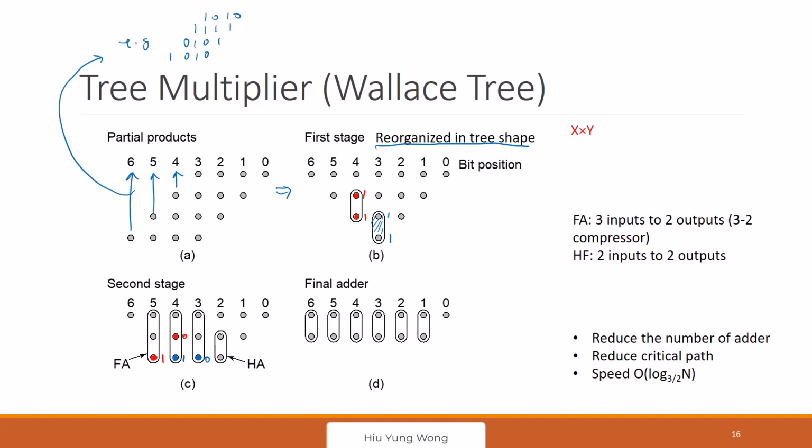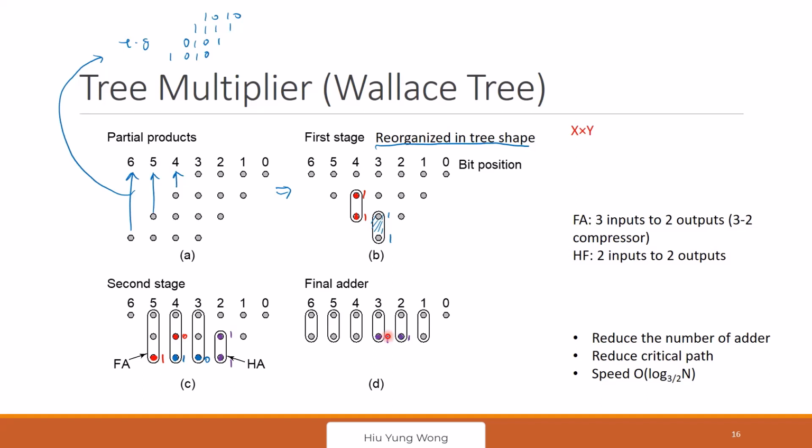I group this as a half adder, this 2 point, right? If this was 1, this was 1, then what happened? This one becomes 0, becomes 1. And then I carry over. Is this okay?